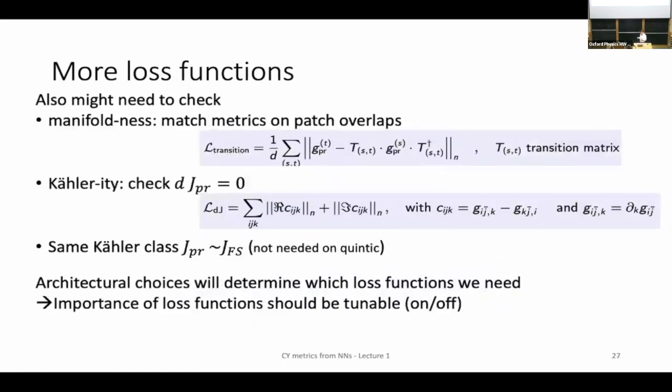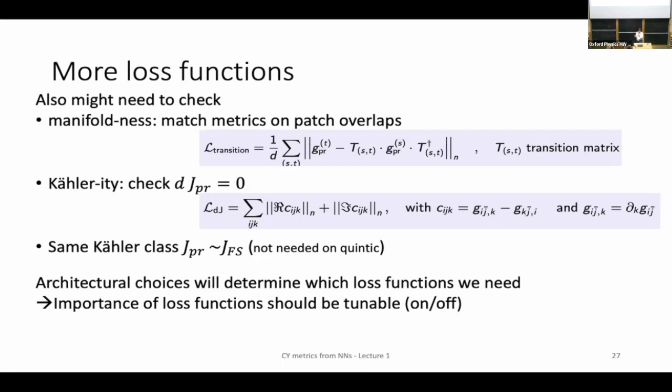Okay, so if we're predicting the metric rather than the Kähler potential, then we would actually have to check some further things. We will need to check that the metric is a globally well-defined metric, so that as we look at overlaps of the patches on our manifold, the metric in one patch and the metric in another patch agree. That requires checking transition functions, so you have to encode this in a loss function.